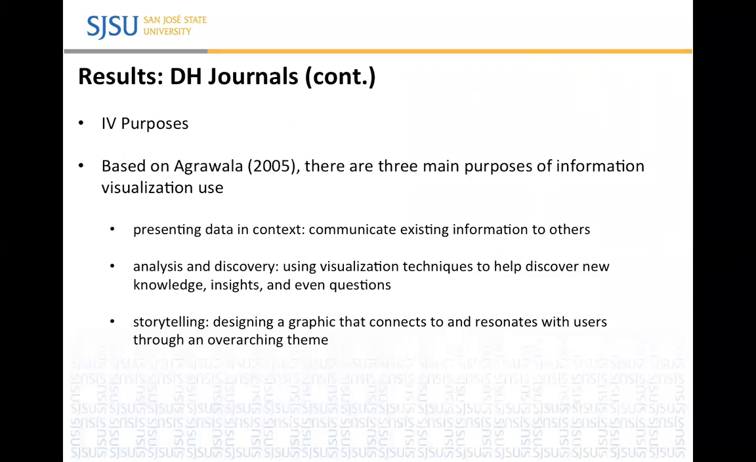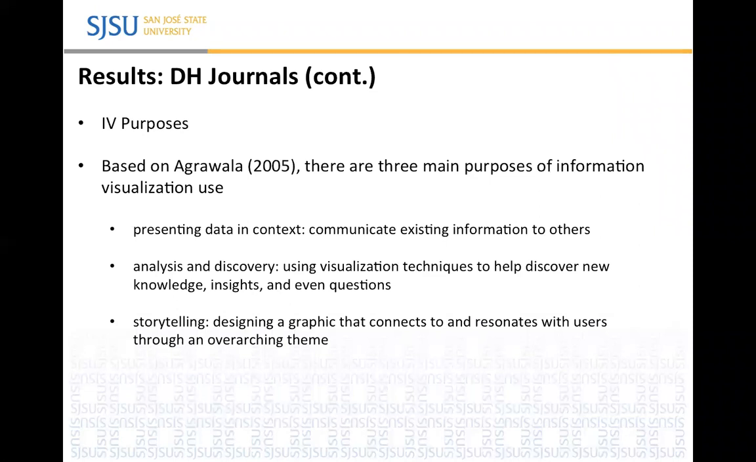So the purposes category of information visualization use in digital humanities research, that's our third category, helps us to understand why information visualization is needed. And based on the work of Agrawala, the three primary purposes of information visualization considered in the study were presenting data in context, analysis and discovery, and storytelling.